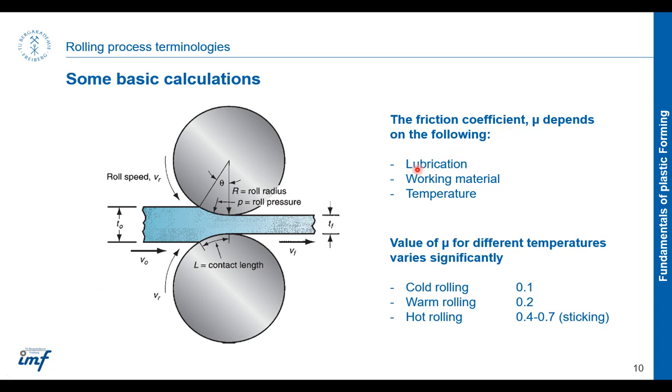It is depending on the lubrication during the process. It is depending on the working material. So if we are lubricating it, the friction coefficient would be lower. If we are keeping the surfaces rough, there is less lubrication, then the friction coefficient would be higher. The working material, so if we are changing the material, for example steel, aluminum, copper, magnesium, in each material case the friction coefficient would be different.